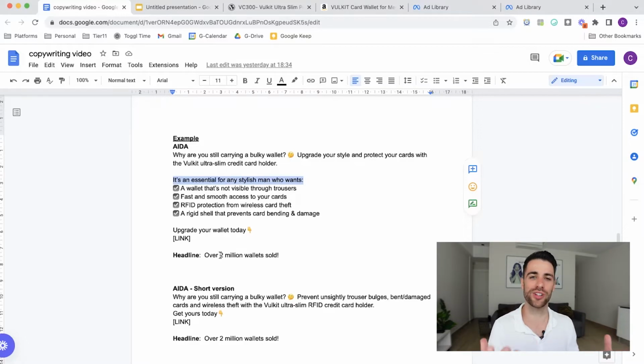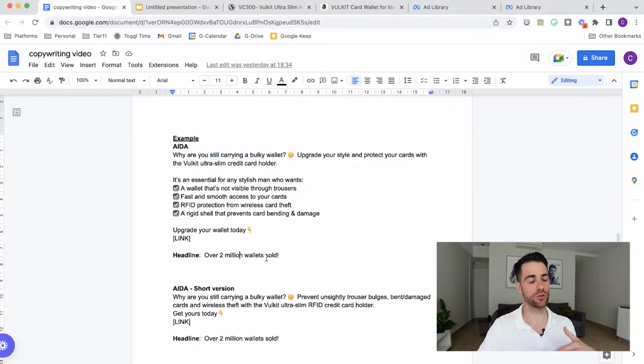This is giving you more real estate to use more. So over 2 million wallets sold could be up here in place of this, and we could use why you're still carrying a bulky wallet here, and vice versa, or with other headlines. It's something that's good to test. Just have different headlines, think of them all, different hooks, and you can have like a sheet where you can pull them from. And then one thing as well is this is longer copy.